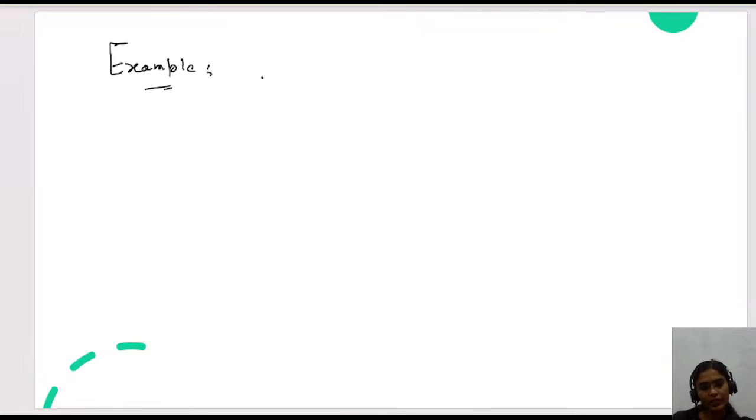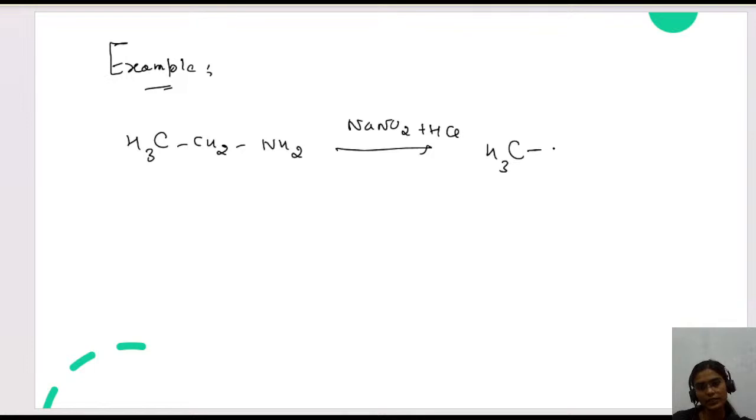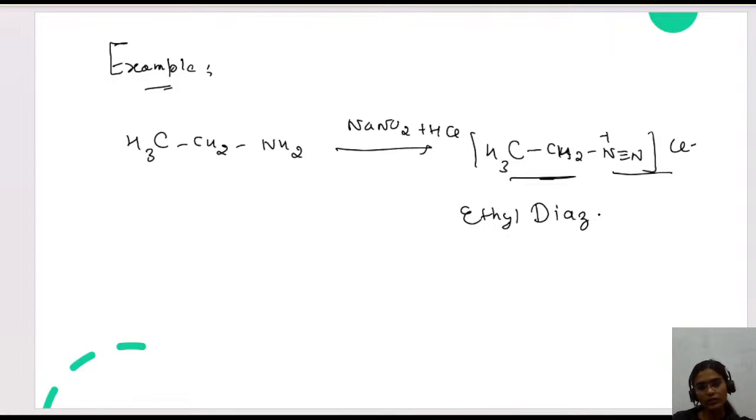So how about the example? This is CH3, this is CH2, and this is NH2. Now NaNO2 plus HCl, and then basically we are getting CH3CH2, ditto like the general reaction, then N triple bond N, positively charged, and Cl negative. For the two carbons it becomes ethyl, and for this portion only it becomes benzene diazonium chloride. So that's the same kind of reaction. This is a diazonium salt.